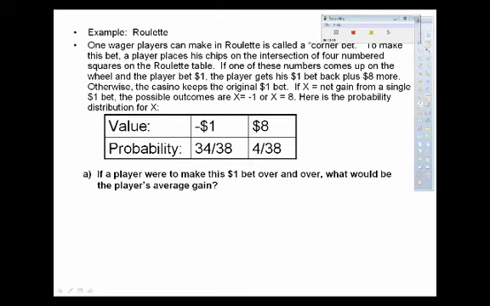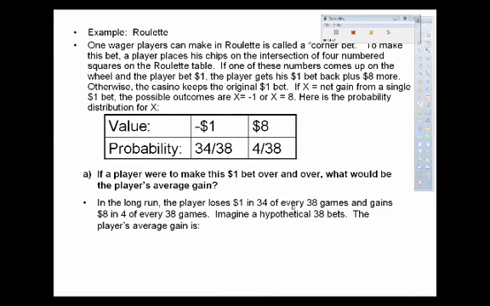If the player were to bet $1 over and over again, what would the player's average gain be? This is what we're talking about with our mean. Okay. In the long run, if a player loses $1 in 34 of every 38 games and gains $8 in 4 of every 38 games, imagine a hypothetical 38 bets. The player's average gain is.